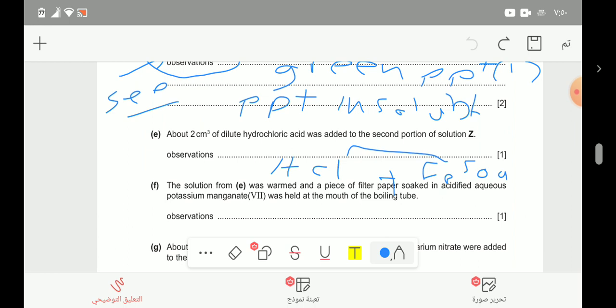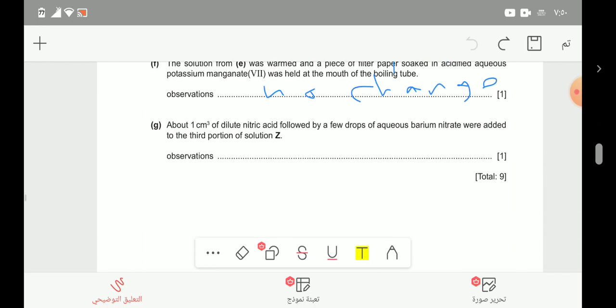Iron chloride also has a green color or green precipitate. No change in color. Or you can write green precipitate.